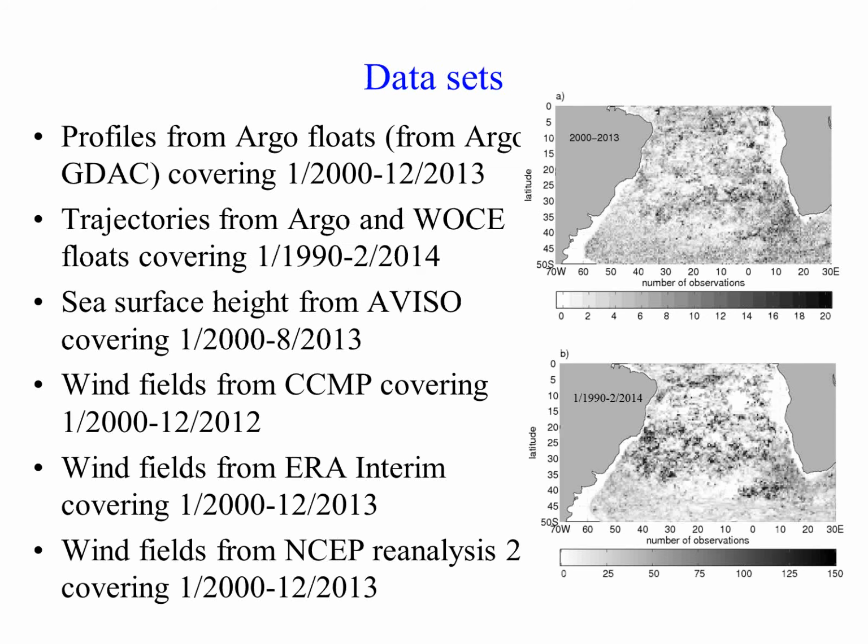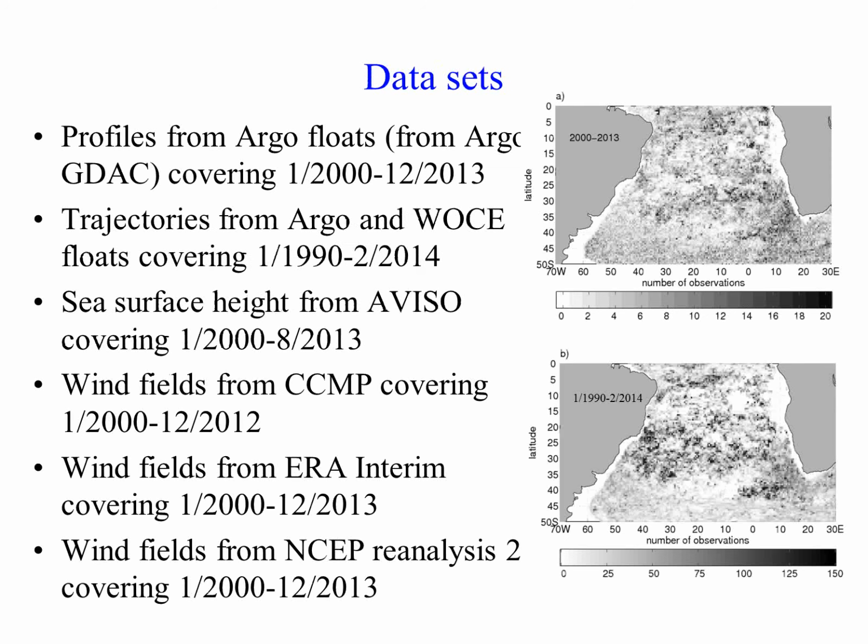Okay. So the data set, now I have 14 years of data from Argo floats. Now I have Argo and float trajectories going into February 2014. I have the sea surface height from Aviso, unfortunately only going to August 2013, but I will update that soon. Then I have the wind field from CCMP that I looked at.